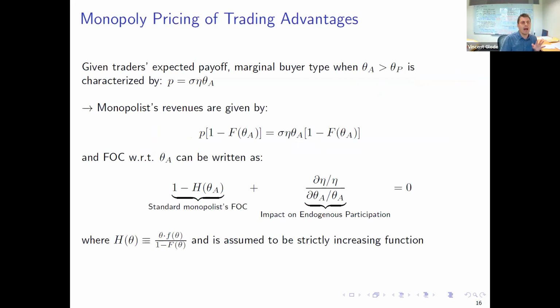So here, I'm not going to go through all these equations, but what I want to emphasize is that the first order condition for the monopolists can be written as the standard monopolist FOC, where H is a standard function that we often see in bilateral bargaining. We often see this in auction theory, right? This is a standard monopolist FOC. And there's a second term. And this is the impact of selling your trading advantages on the endogenous participation.